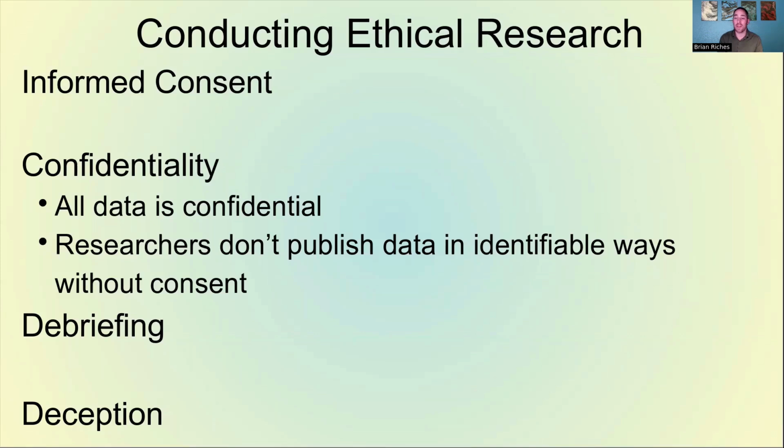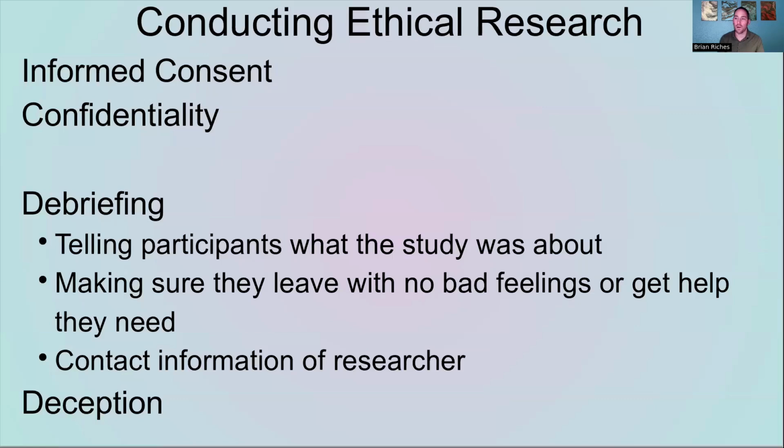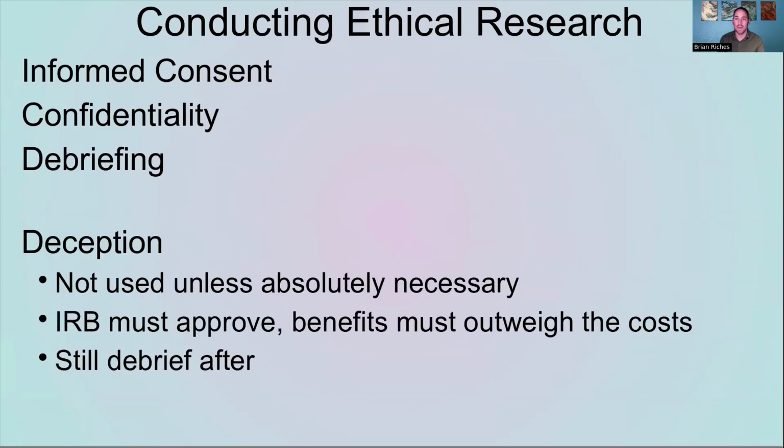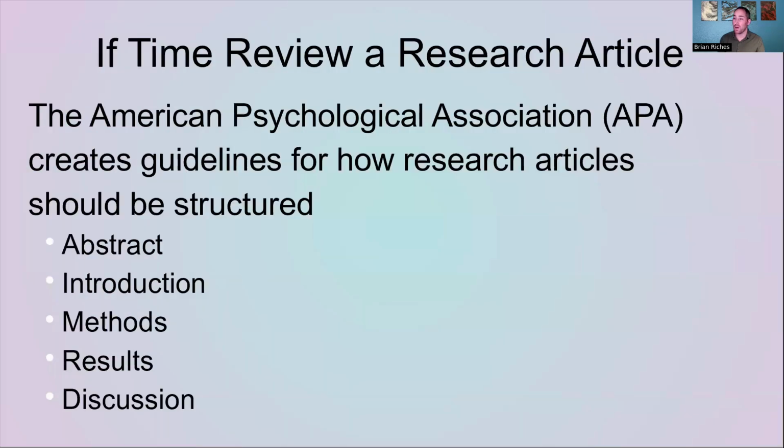You might have a study where you explicitly ask people for their consent to publish their data identifiably, but usually all the data is going to be confidential forever. All right, and so those are the steps that we take now to help people be safe from our studies. And that is the end of the chapter on research.